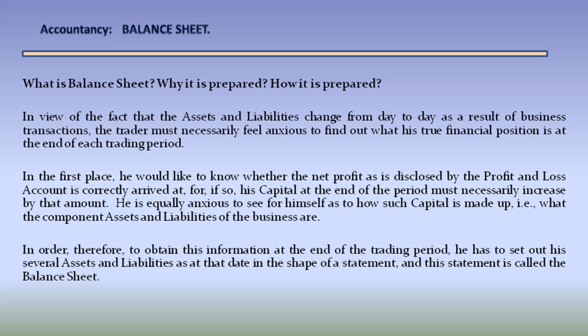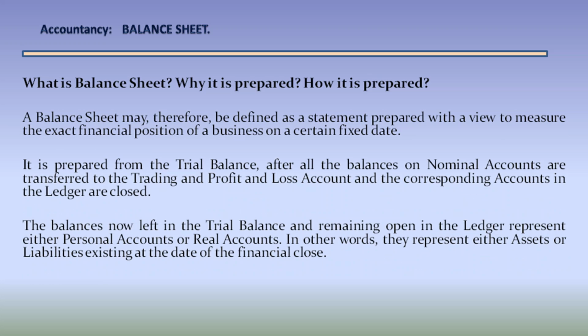He is equally anxious to see for himself as to how such capital is made up, that is, what the component assets and liabilities of the business are. In order, therefore, to obtain this information, at the end of the trading period, he has to set out his several assets and liabilities as at that date in the shape of a statement, and this statement is called the balance sheet. A balance sheet may therefore be defined as a statement prepared with a view to measure the exact financial position of a business on a certain fixed date.